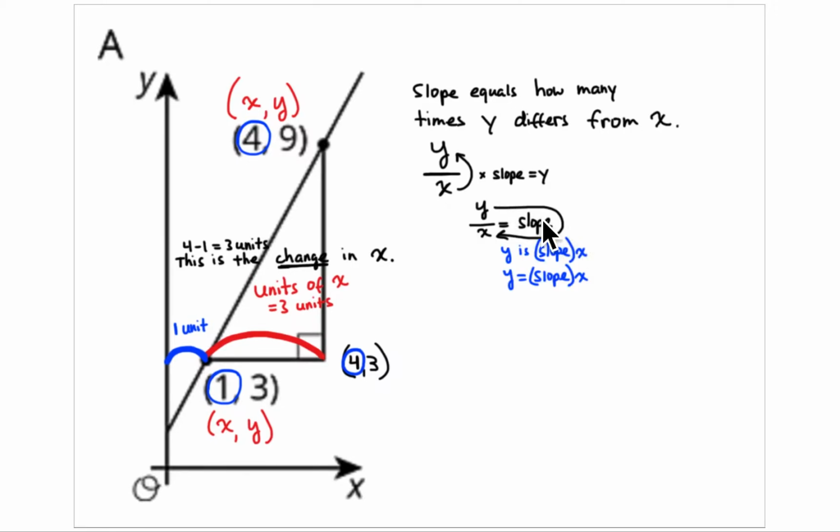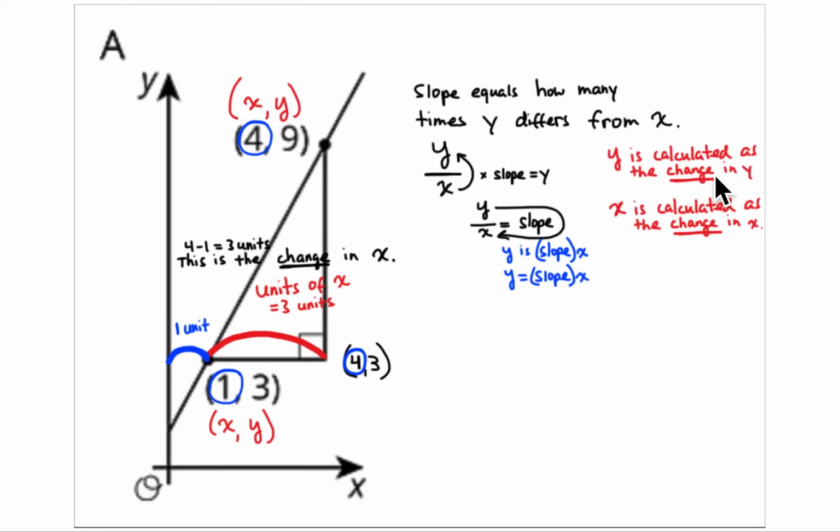All right, so we talked about this. The value of y is the slope times the value of x. So the value of y is so many times different from the value of x. So y is the slope times x. And we're going to use numbers pretty soon, it'll be easier. And so y equals the slope times x.